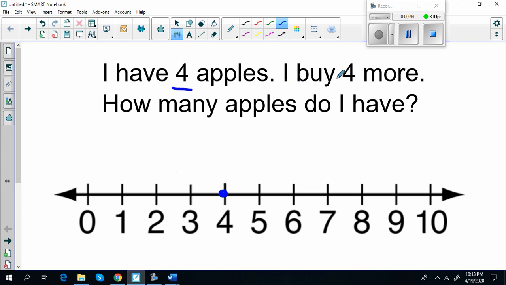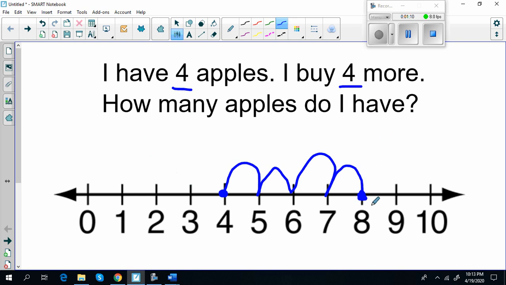Now I need to find out how many is in my second part. I buy 4 more. So I know there are 4 apples in my second part. That tells me I am going to hop 4 times on my number line. 1, 2, 3, 4. I landed on the number 8.